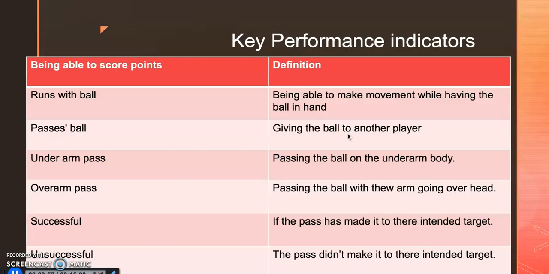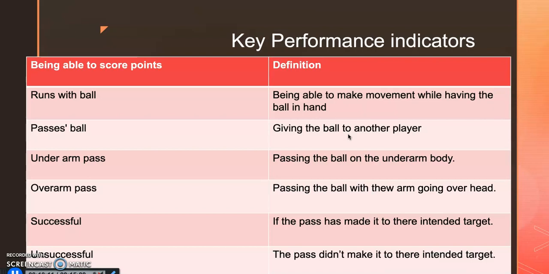So what we're looking at, the key performance indicators, we're looking at the runs with the ball, being able to move the ball with the hand, moving the ball in hand, so having the ball and being able to get past defenders or moving back to make room and get other players into it. So we've got passes the ball, obviously like giving the ball to another teammate.